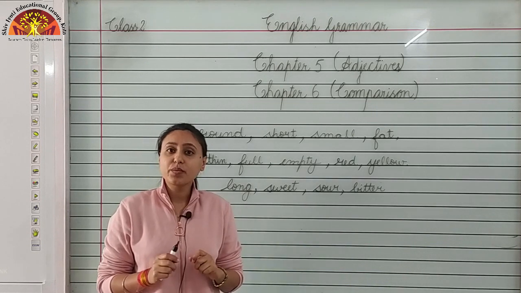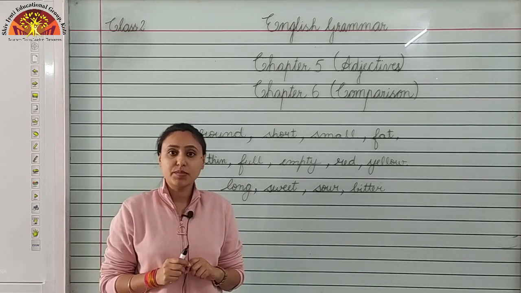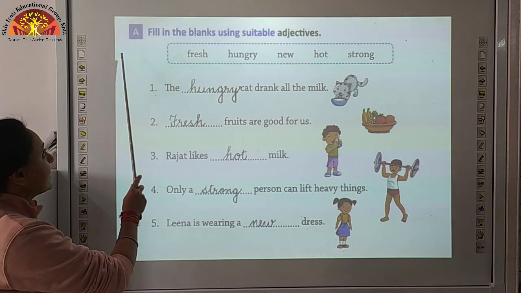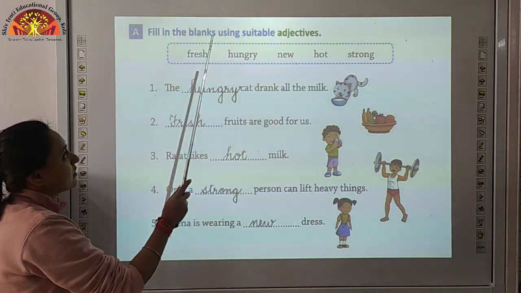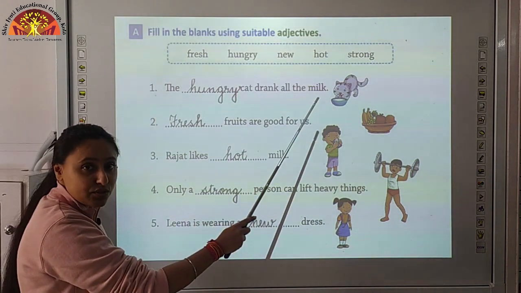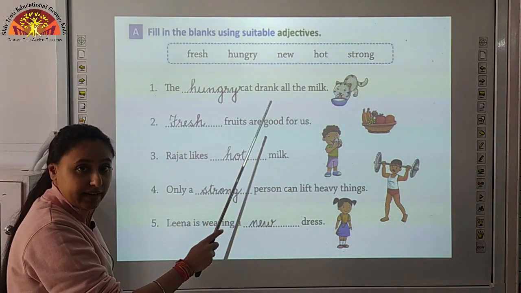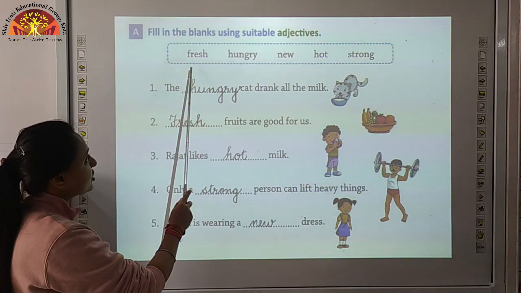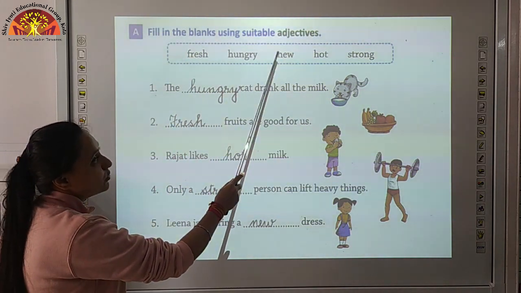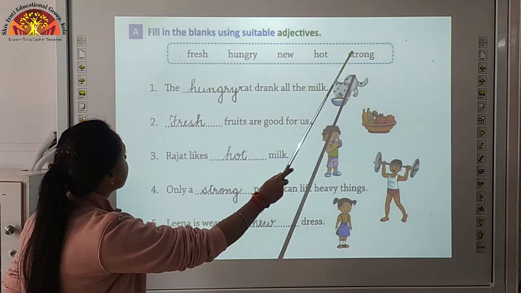So children, now we will do the bookwork of this chapter. Question A, fill in the blanks using suitable adjectives. So some adjectives are given to you. You have to choose the correct one and fill in the blanks, okay? The given adjectives are fresh, hungry, new, hot and strong.